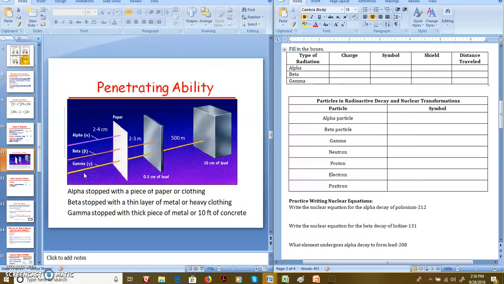Gamma, on the other hand, is the strongest one. It doesn't have a charge. Its symbol is the cute little Y thing. But in order to shield yourself from gamma radiation, you need 10 centimeters of lead or 10 feet of concrete. You have to have a lot of protection to stop gamma radiation. It can travel 500 meters, which is 4.5 football fields long. So you would have to be able to run away from this gamma radiation. You would have to instantly go from one end of a football field to the other end 4 times and then get to the half-yard line. Gamma radiation is extremely strong and it can travel really, really fast.